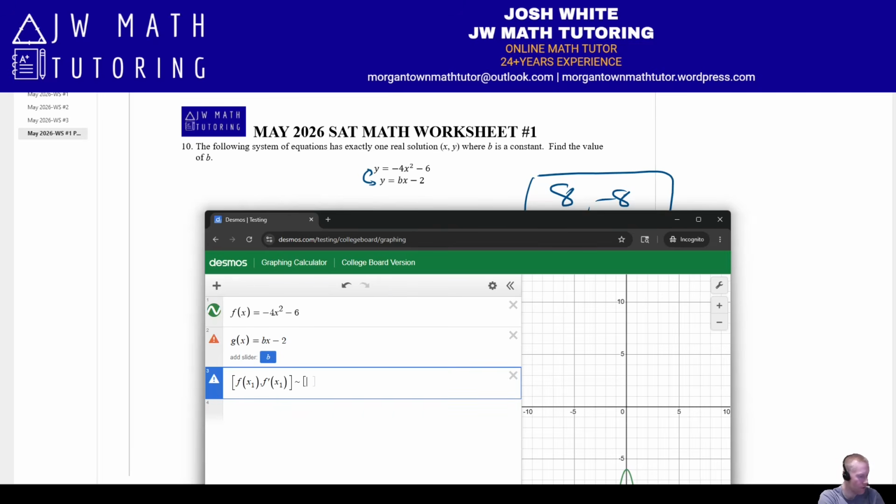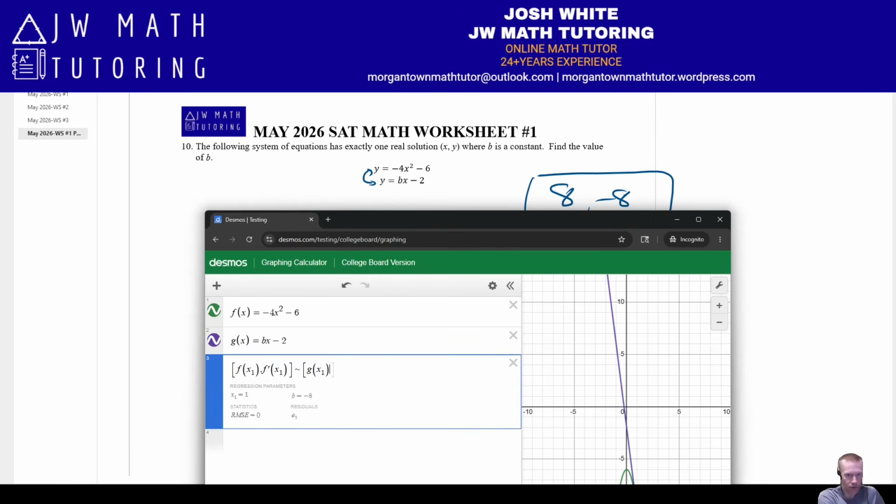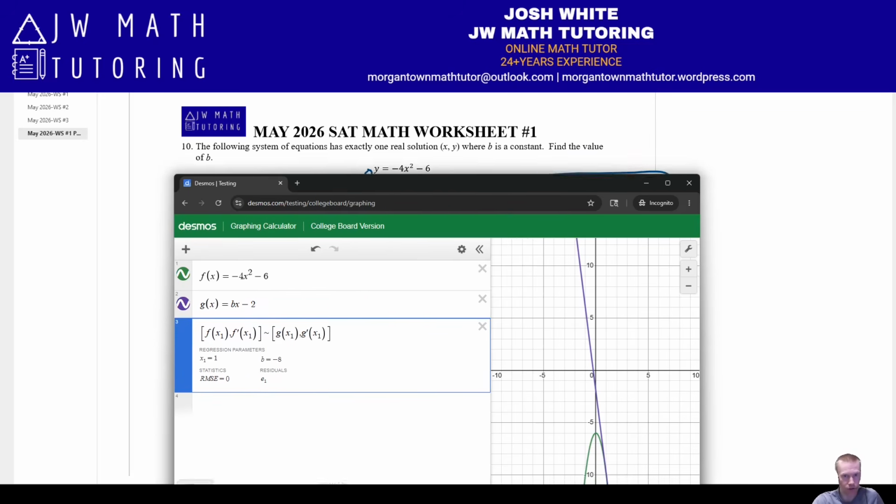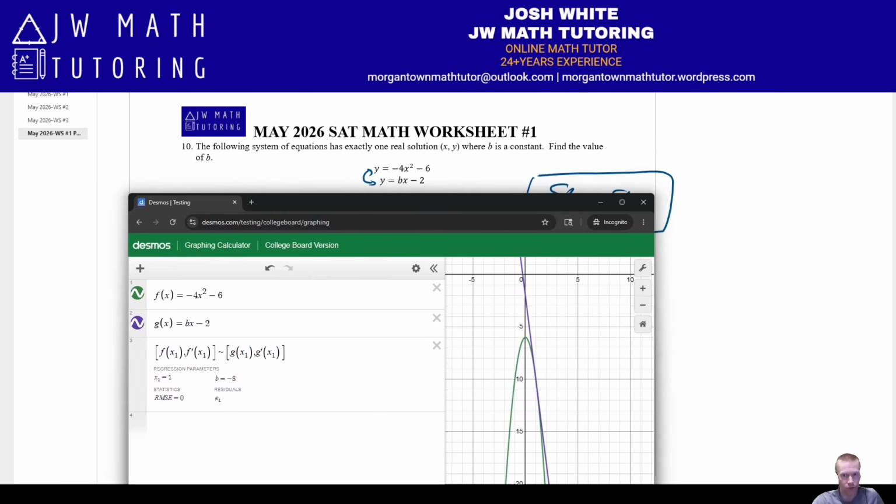I want this, okay, and then we want g of x1, g prime of x1, and there we go, we have the answer, negative 8. And also if you use this approach, you can visually see the intersection. It's right here at 1 comma negative 10.